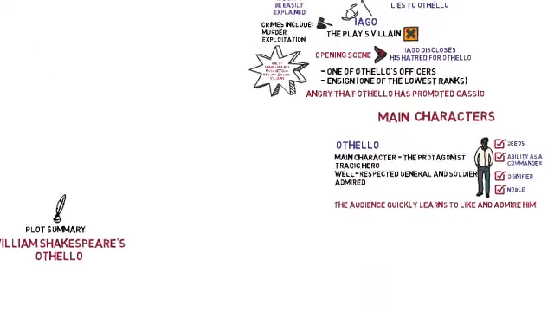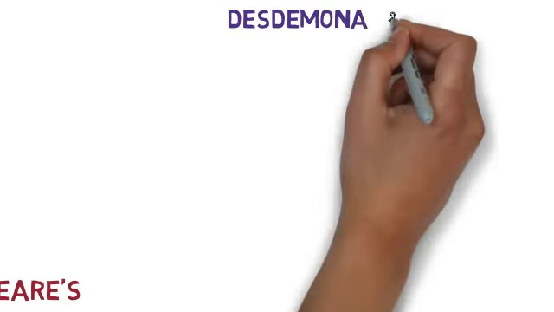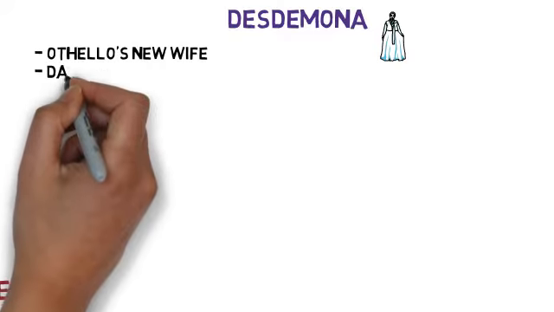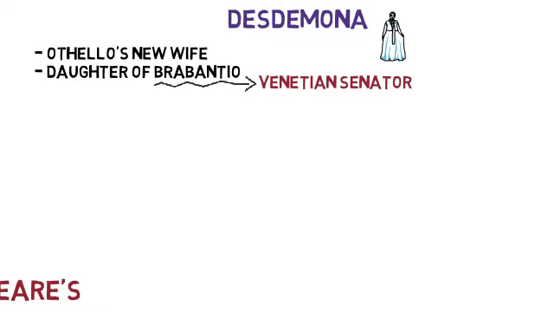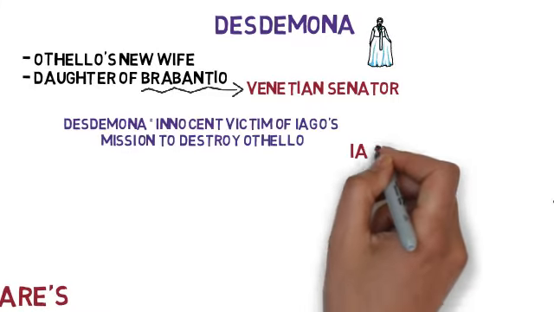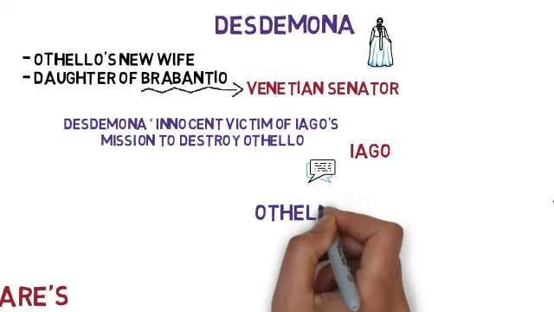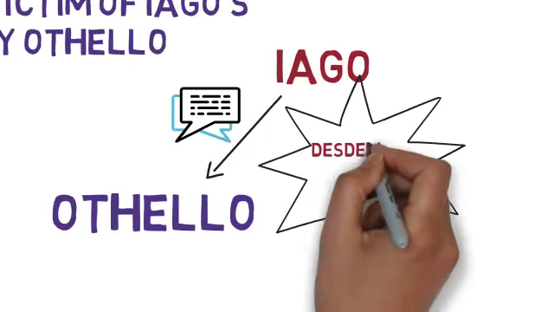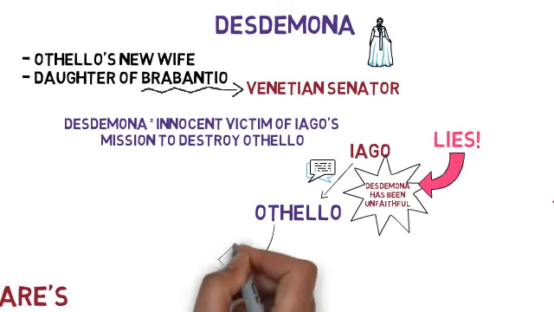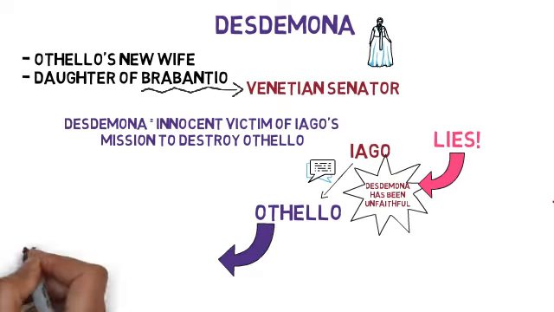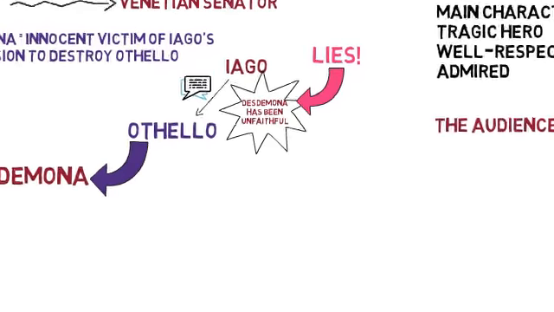Let's have a look at Desdemona. Desdemona is Othello's new wife and the daughter of Brabantio, who's a Venetian senator. A senator is a politician. She ends up as the innocent victim of Iago's mission to destroy Othello. Iago manages to convince Othello that she has been unfaithful to him. Enraged by Iago's lies, Othello kills her out of jealousy.